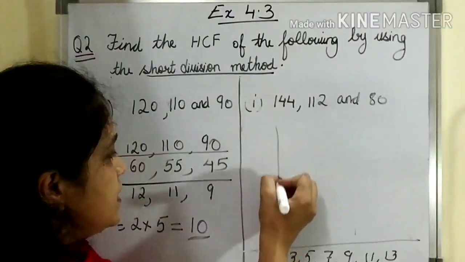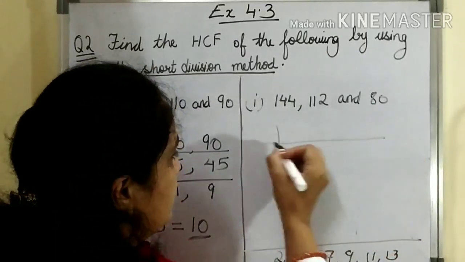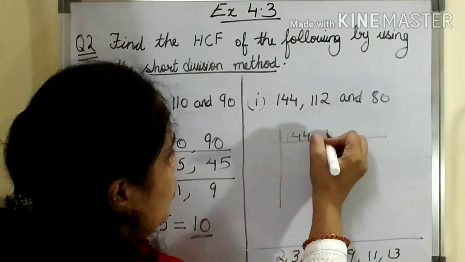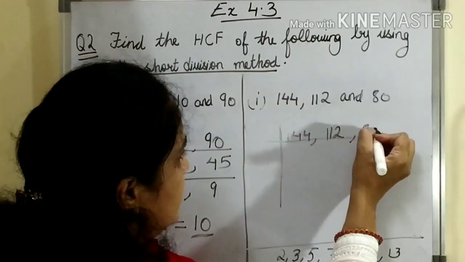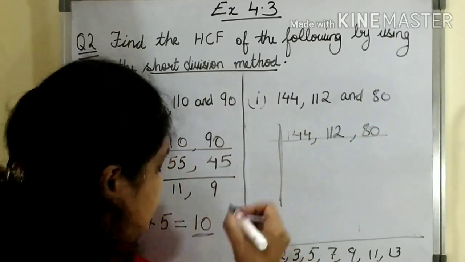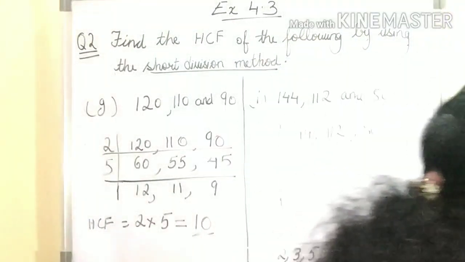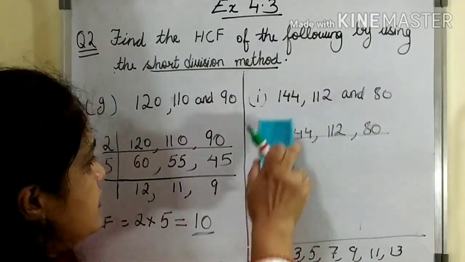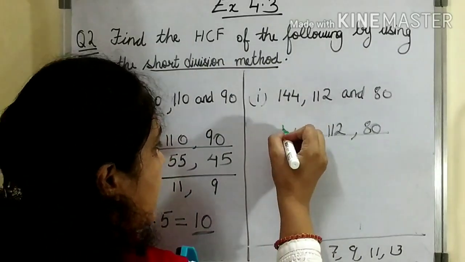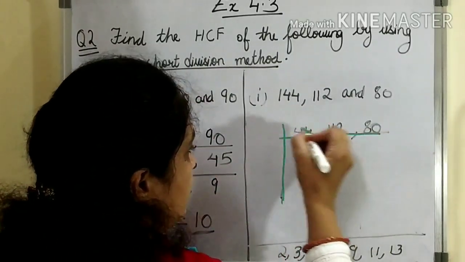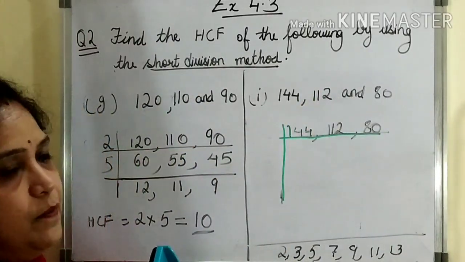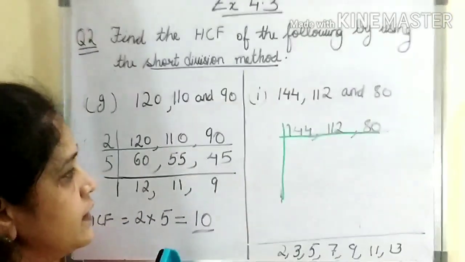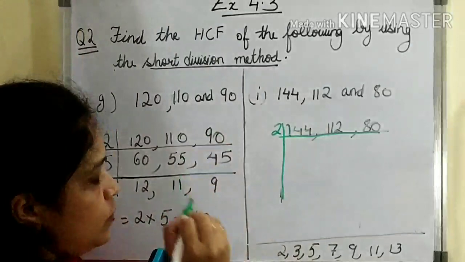First, this method is called the short division method. 144, 112 and 80. I am writing with another pen as my pen is not working. Now find a common prime factor of 144, 112 and 80. Since the ones digits are all even, it will definitely go by 2. First I will start with 2 only.